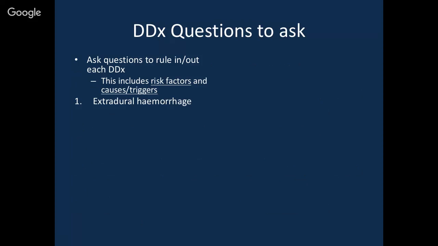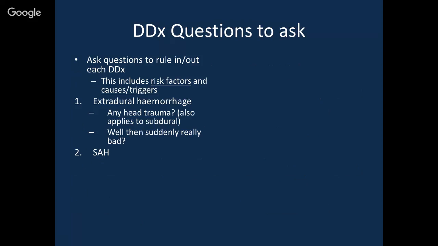Yeah, so usually they have like the lucid then dead thing with extradural hemorrhage. So did they have any head trauma? And then were they completely well and then suddenly deteriorated quite badly? What questions do you want to ask them if you think it's a subarachnoid hemorrhage? Yep, so does it feel like a thunderclap? Great. Any other questions?